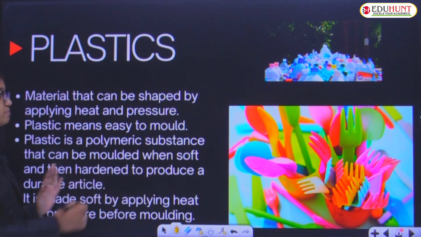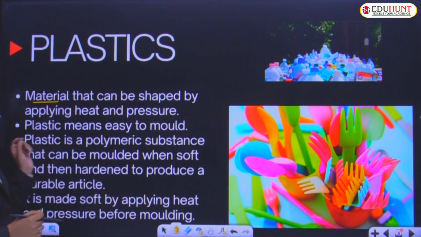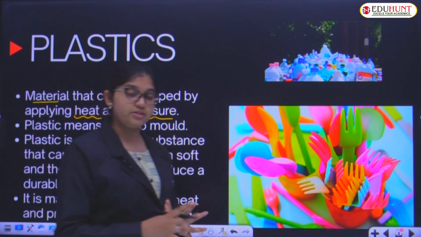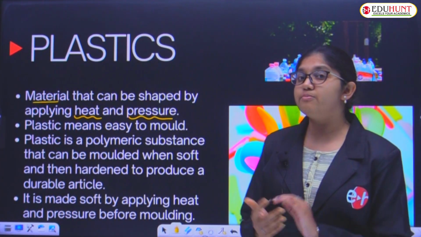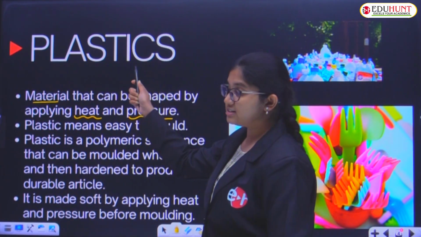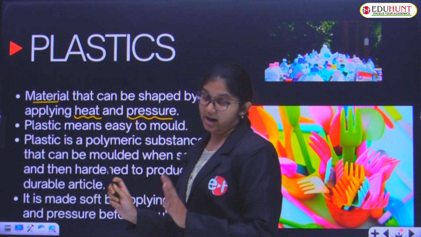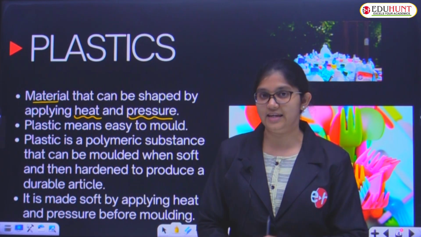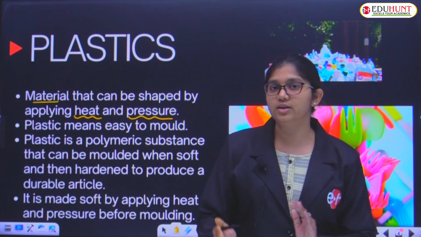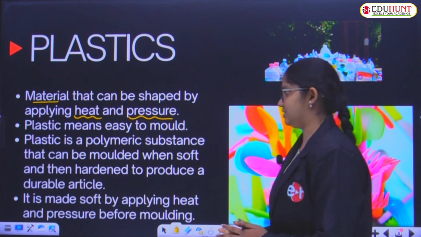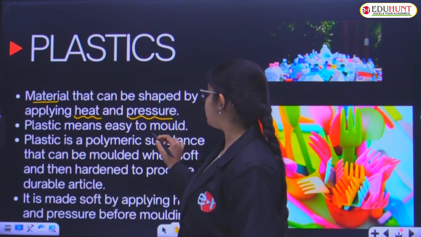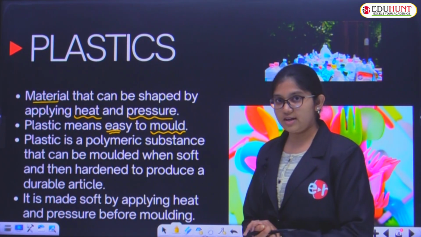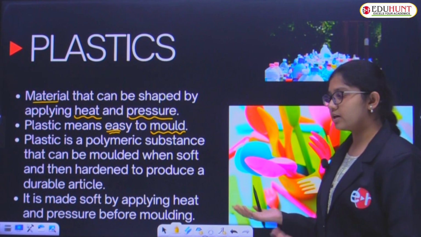See, plastics are nothing but a material that can be shaped by applying heat and pressure. See how plastics are made? How they are shaped into different sizes, different models. So plastics are kinds of materials that can be shaped by applying heat and pressure. By applying heat and pressure, plastics are molded and shaped into different sizes and different varieties. So plastic means easy to mold. What is it in plastic, children? It is easy to mold, to our required shapes and sizes.